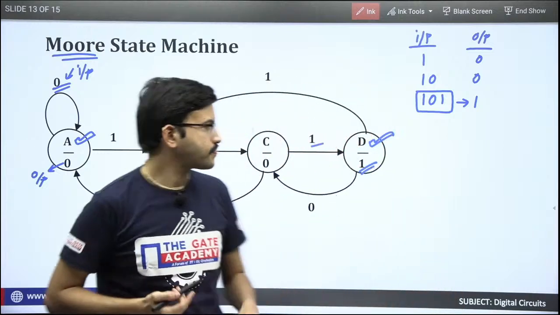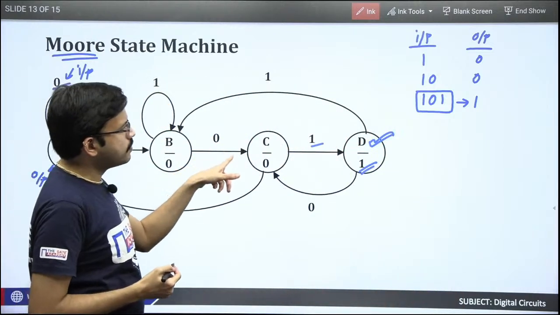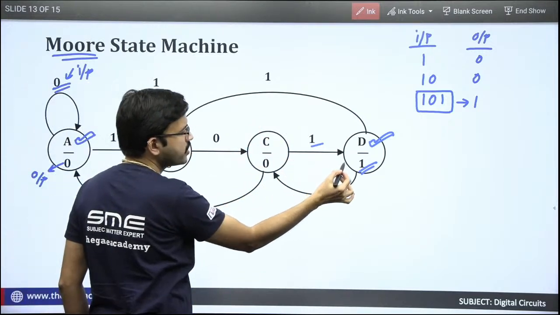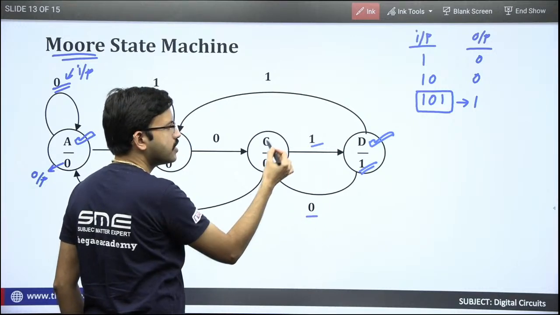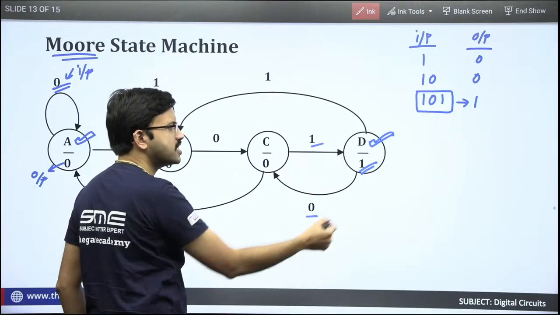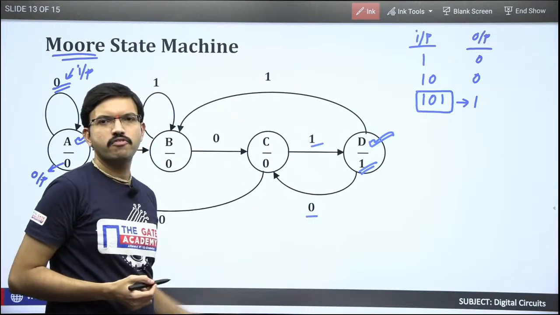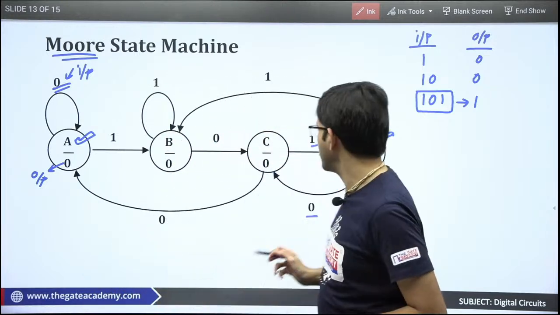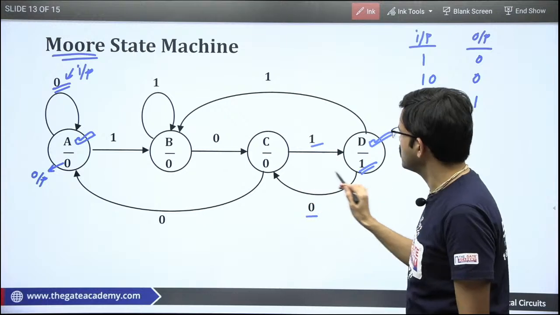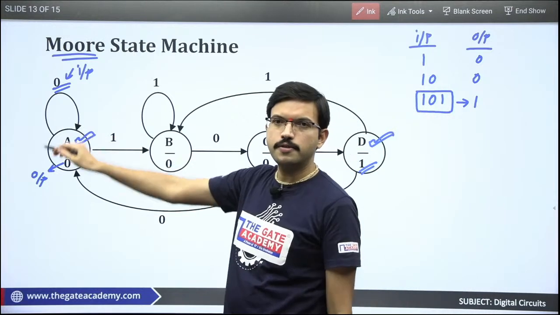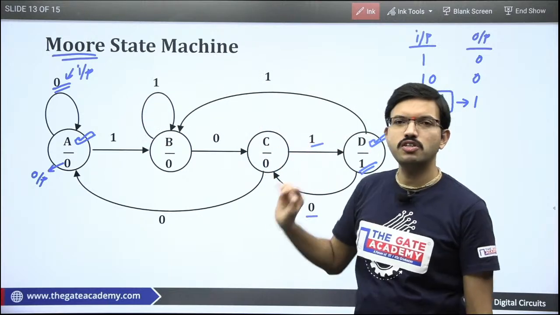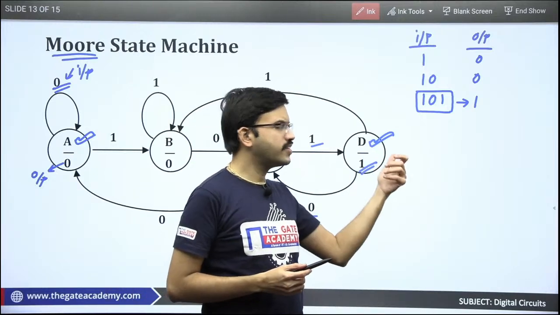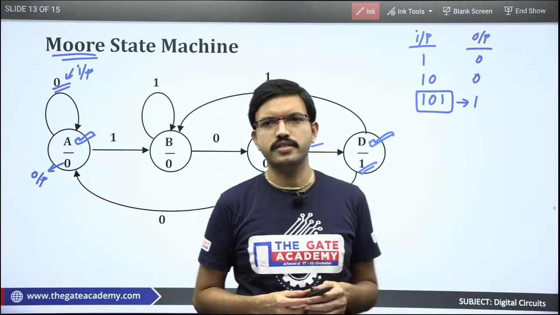Now this is also an example of overlapping. If you carefully observe, 1 0 1 you have received. After that, if the input is 0, it comes here, and the next bit is 1, it comes here. So that means it is also an example with overlapping. Now if you want to make the same state diagram without overlapping, instead of the arrow from D to C, you can make the arrow from D to A. Then that state diagram will be without overlapping. So based on the context and your requirement, you can design either with overlapping or without overlapping.